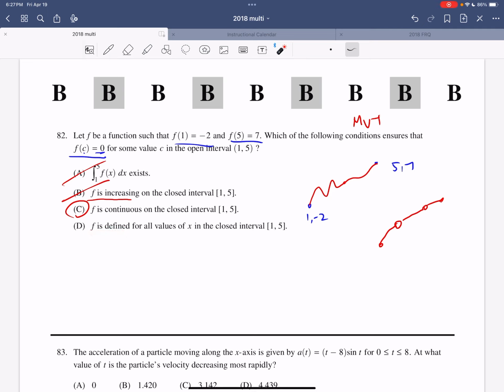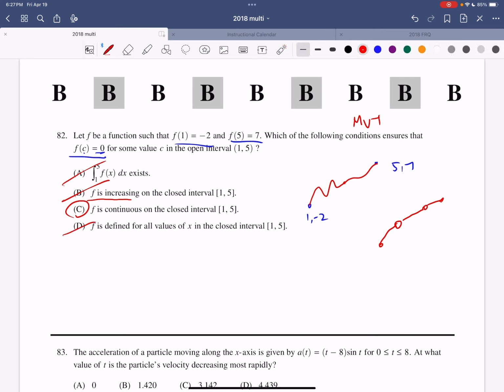F is defined for all values of x in the closed interval 1 to 5. If it was actually a real test, I'd be pretty confused, because defined means it has a value from 1 to 5. I'm not sure, but defined means it has an answer. I think this one can be the answer as well, in my personal opinion, but I don't know why it isn't. Yeah, because I'm stupid.